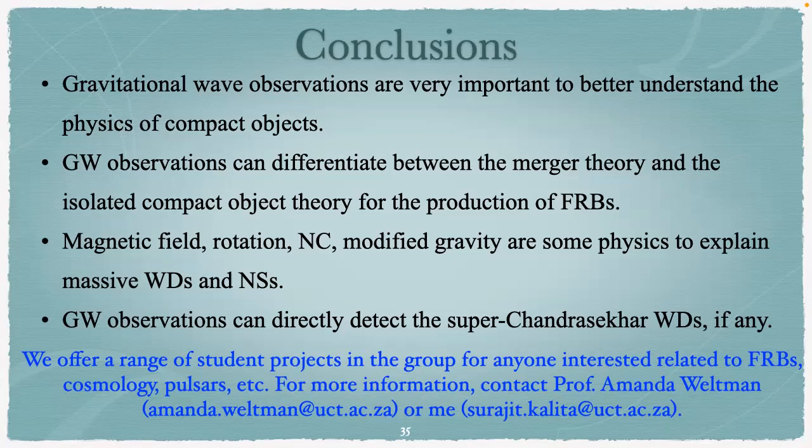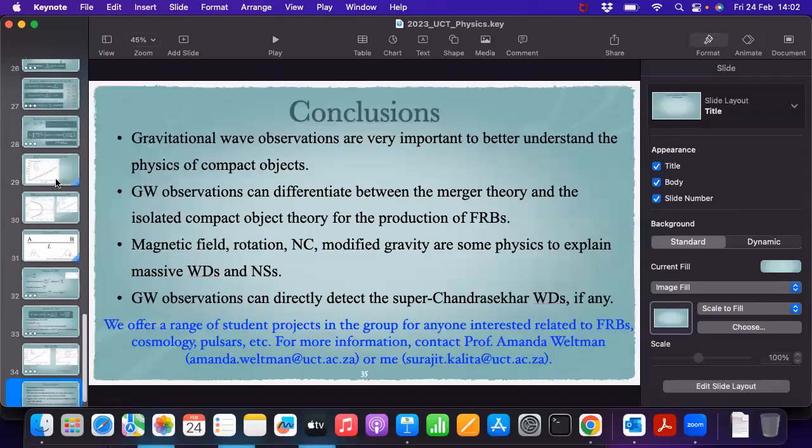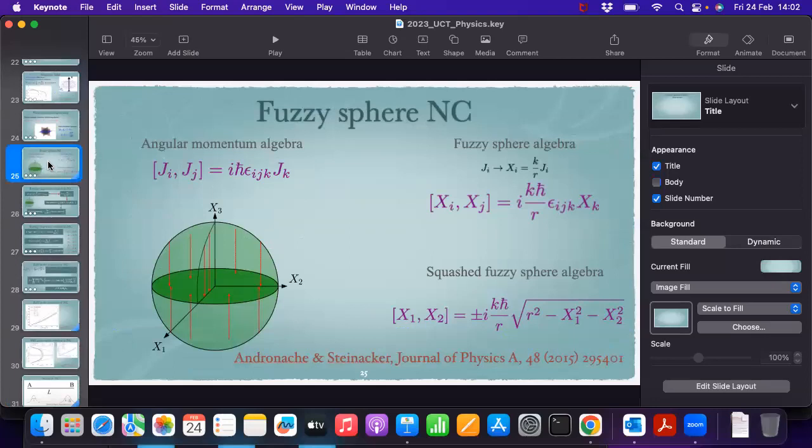For the squashed fuzzy sphere algebra, why do you constrain yourself to the surface of the sphere rather than the squashed fuzzy sphere algebra? We are using this. Why are we using this?